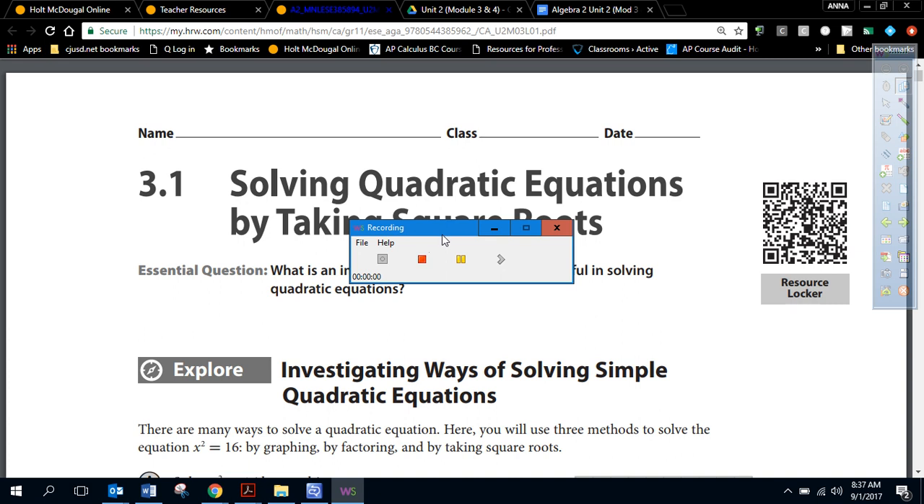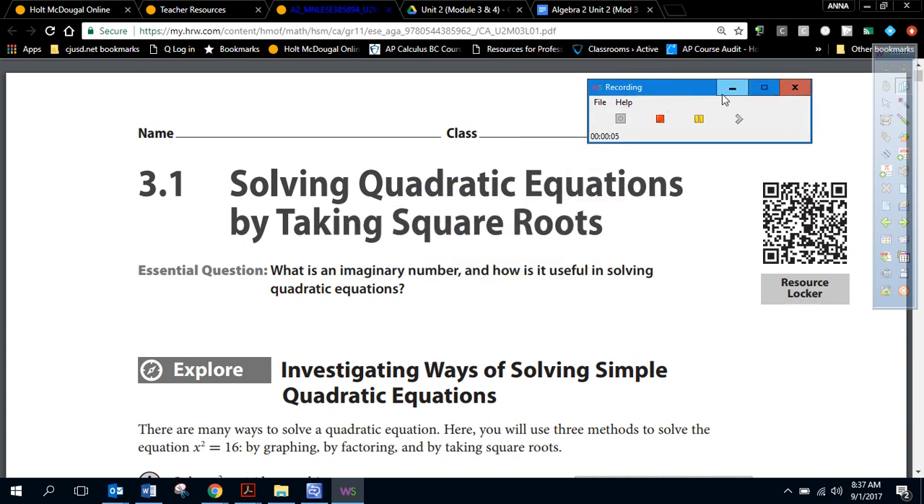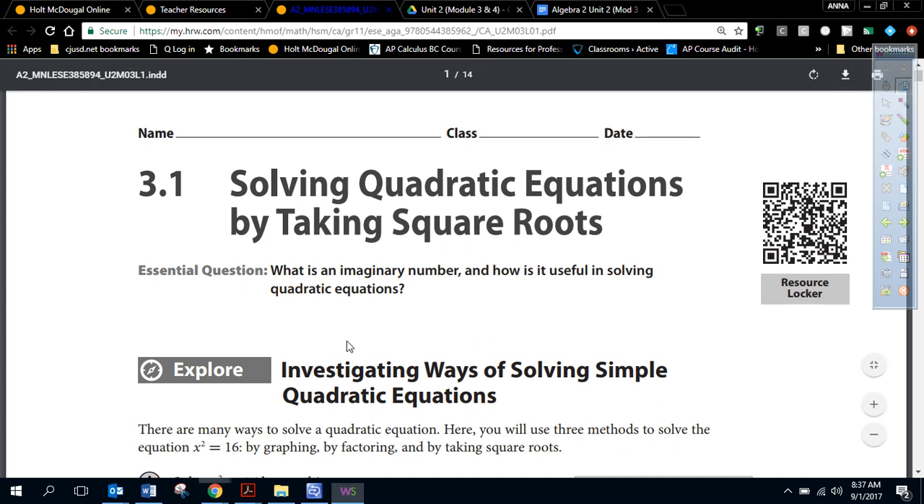Today we're going to be looking at solving quadratic equations by taking square roots, lesson 3.1. Now, as we're doing this lesson, please feel free to hit pause at any time and rewind on areas where you need to hear it again, or if you need to take time to try a problem yourself.